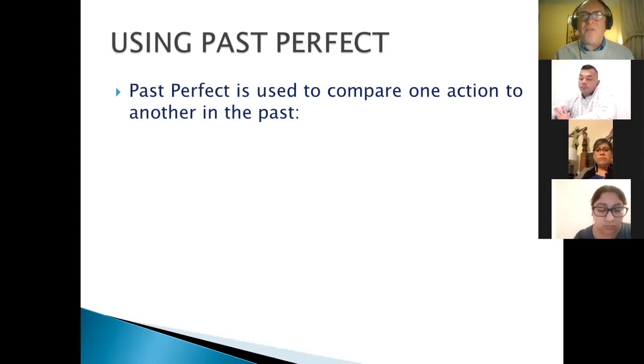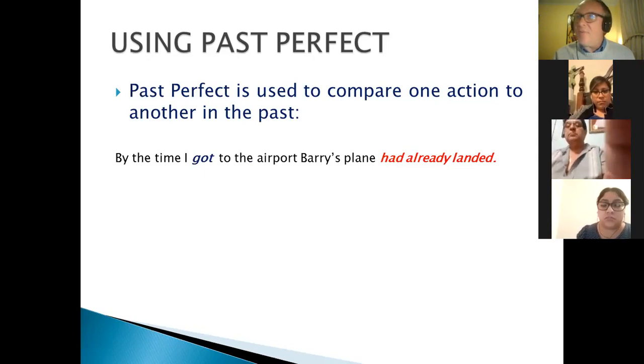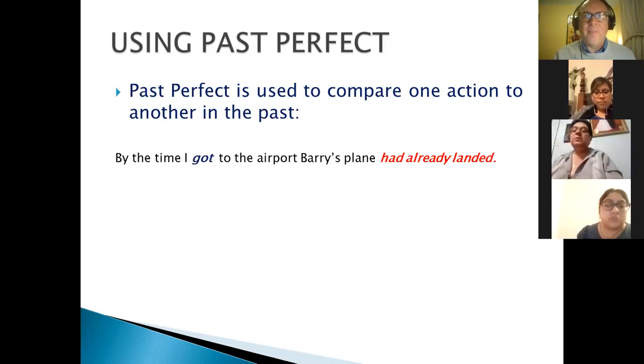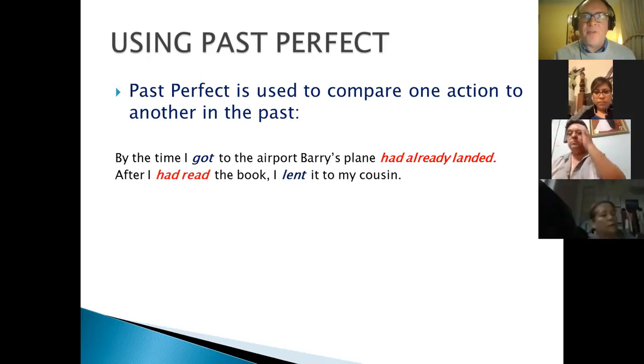All right. Past perfect is used to compare one action to another in the past. Let me show you what I mean. By the time I got to the airport, Barry's plane had already landed, right? We have two actions. First, the plane landed, and then I got to the airport. After I had read the book, I lent it to my cousin. First, I read the book, then I gave it to my cousin.